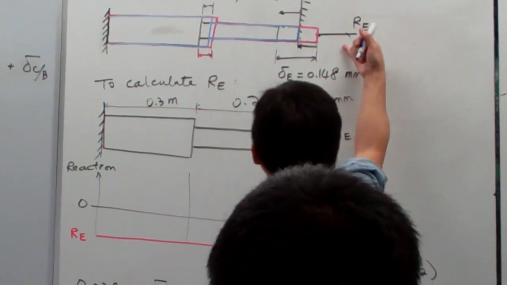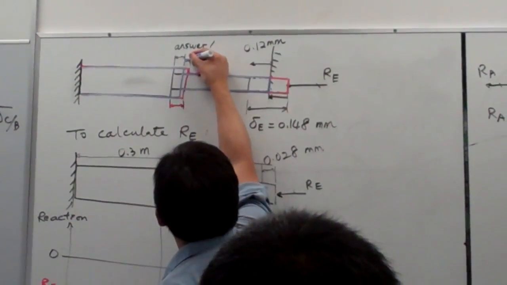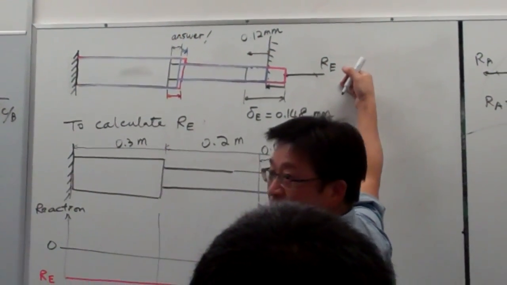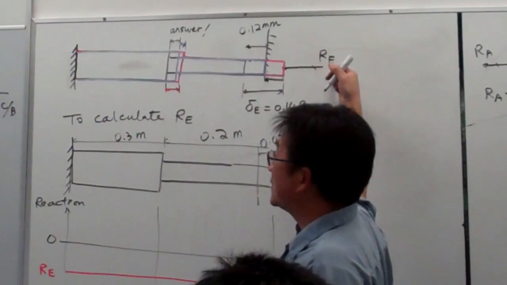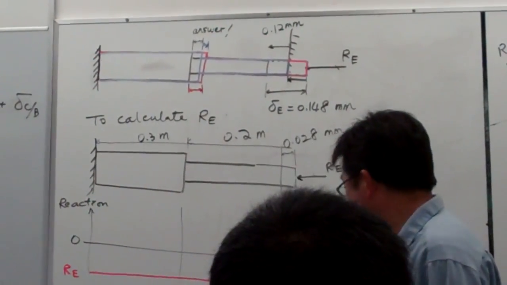Now we know that the reaction is to push back, so that means this is the amount being pushed back by RE. And what is this? That is the change of the deformation due to RE, so that is this one.